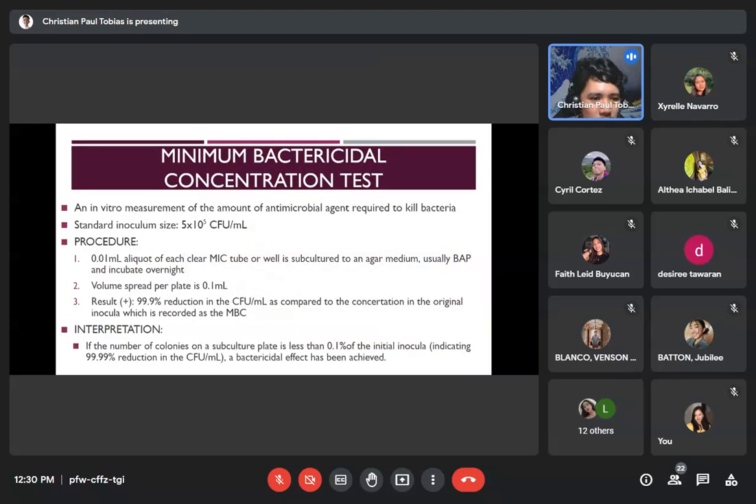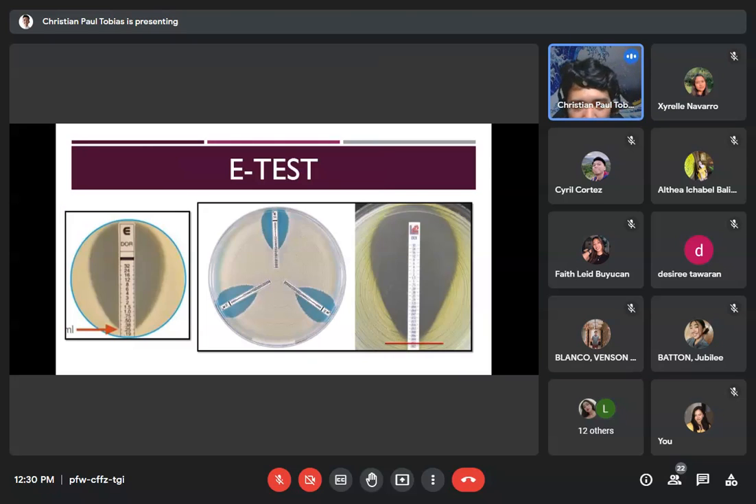Okay, an in vitro measurement of... wait lang, yung interpretation pa pala. Ito, yung intersection niya, yun yung measure, yung MIC mo. This is your MIC. So, your MIC is here. Basta dito, yung point na nag-intersect sila dito is your MIC.